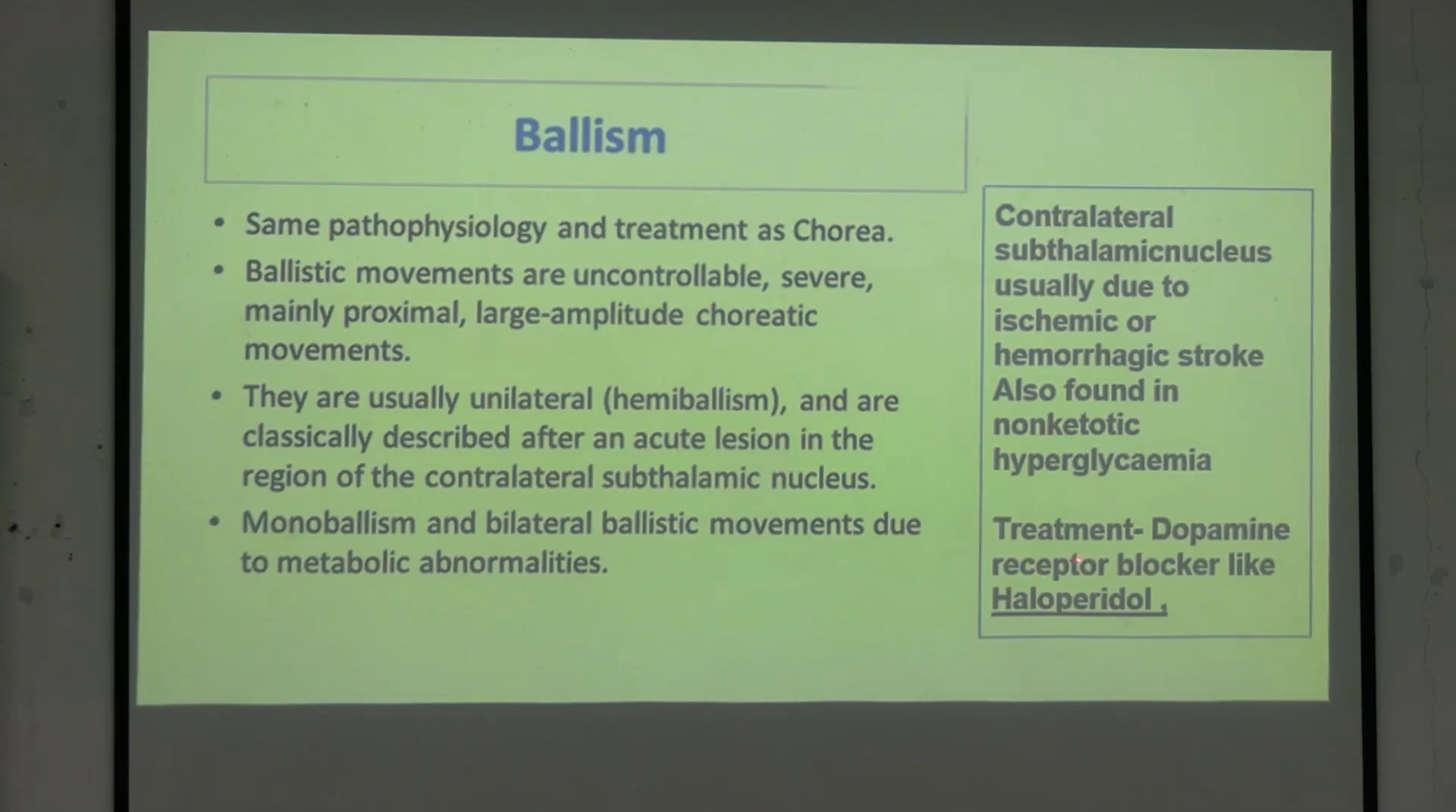So treatment is by dopamine receptor blocking drugs like haloperidol. When it is affecting half of the body, we call it hemiballismus. When the whole of the body, we call it ballism.